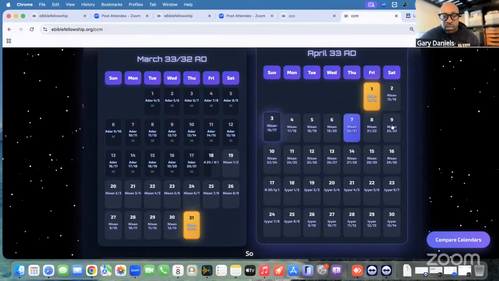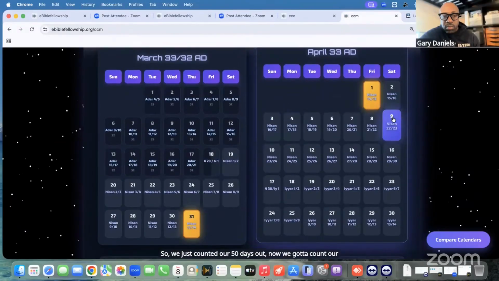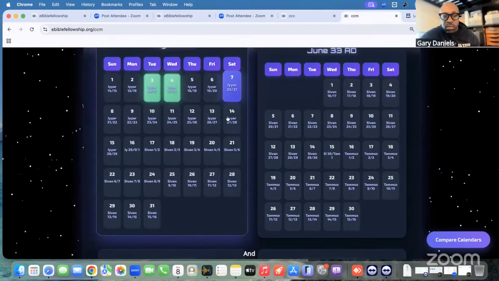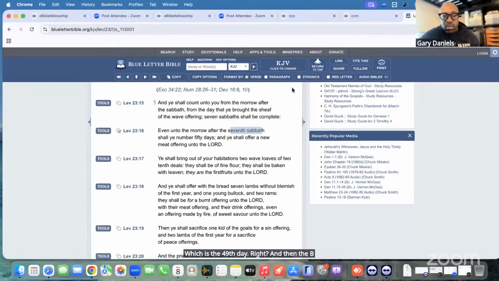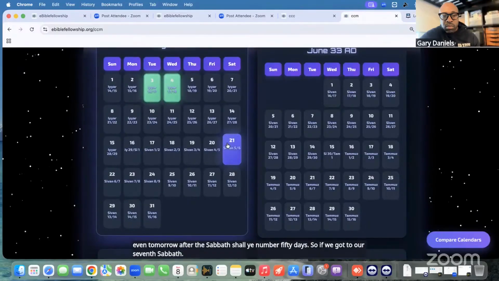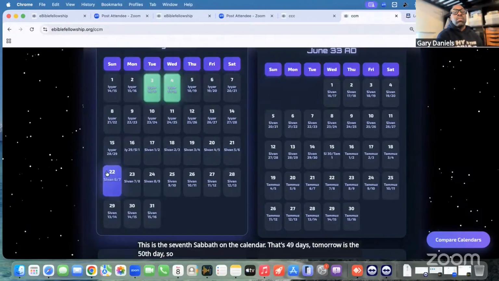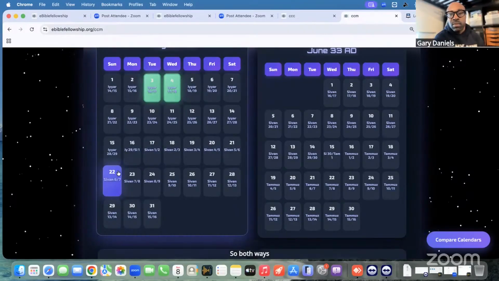So we just counted our 50 days out. Now we have to count our 7 Sabbaths. You have the 9th, 1, 2, 3, 4, and you have 5, 6, 7. The 7th Sabbath is the 49th day, right? And then the Bible says, and even the morrow after the Sabbath shall ye number 50 days. So this is the 7th Sabbath on the calendar. That's 49 days. The morrow is the 50th day. So we have a match. Both ways of counting get us to Sunday the 22nd.